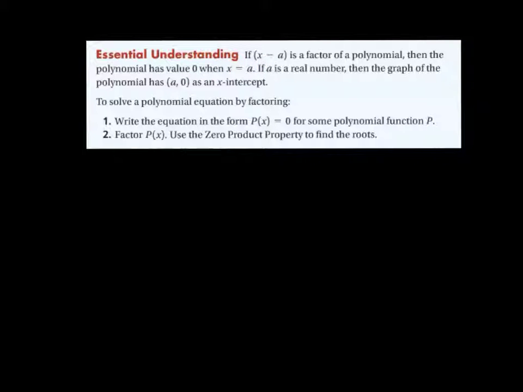If x minus a is a factor of a polynomial, then the polynomial has value 0 when x equals a. If a is a real number, then the graph of the polynomial has that value a as its x-intercept. To solve a polynomial equation by factoring, we're going to write the equation in the form where it equals 0. So it usually means getting everything to one side. Then we're going to factor it and use the zero product property. All right, let's get started.